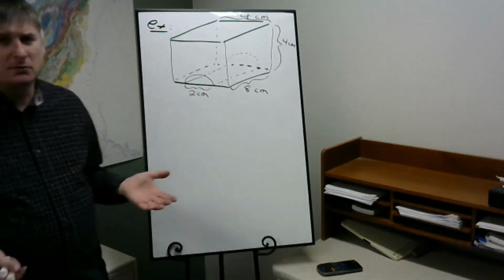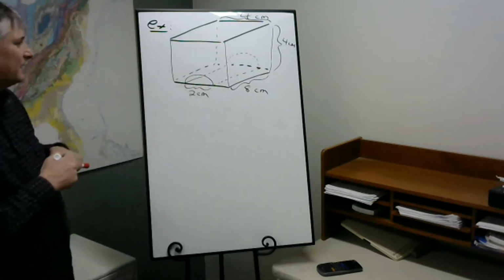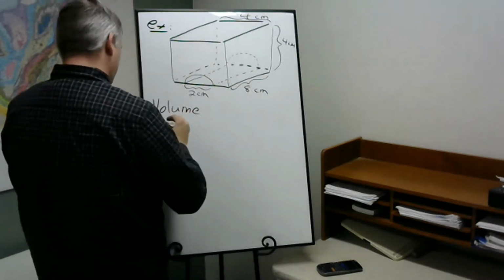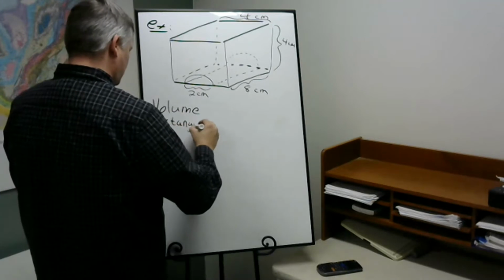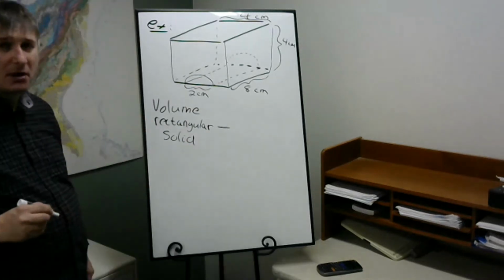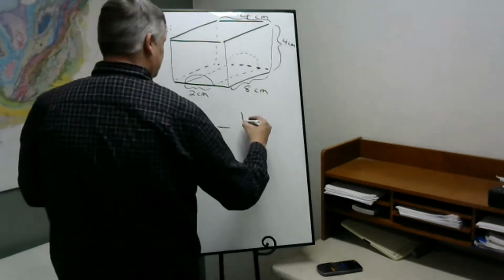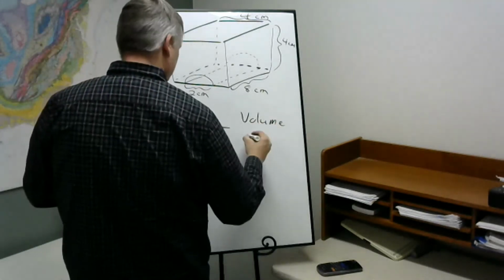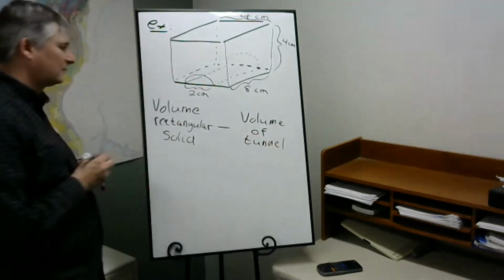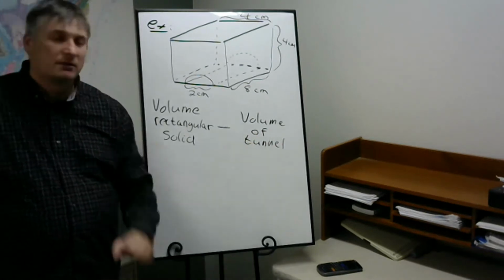So the way we want to do this, to get the volume of this shape that has this tunnel bored through it, is we want to take the volume of the rectangular solid and subtract the volume of the tunnel. So we want to find the volume of the rectangular solid and subtract from it the volume of the tunnel.